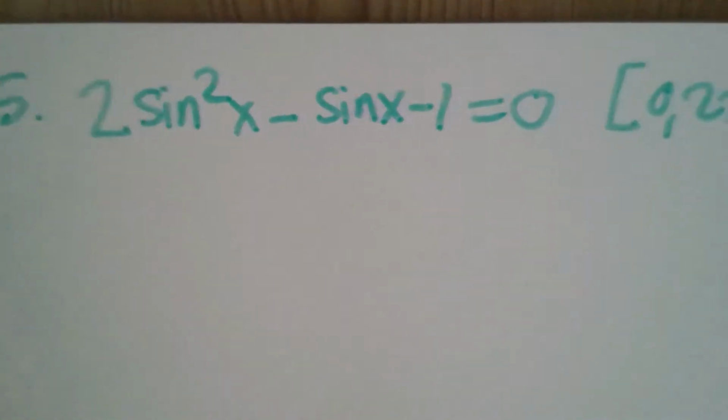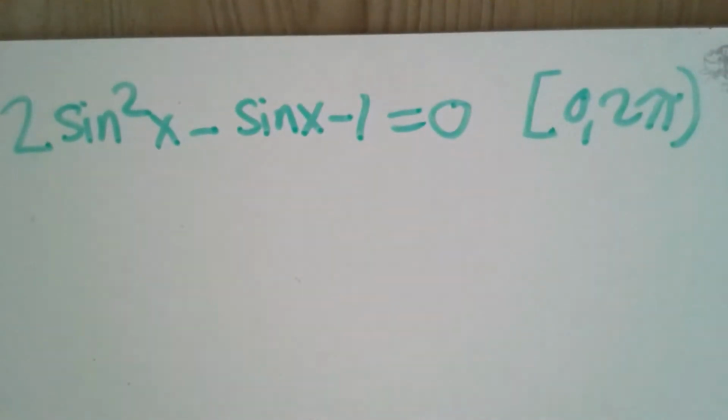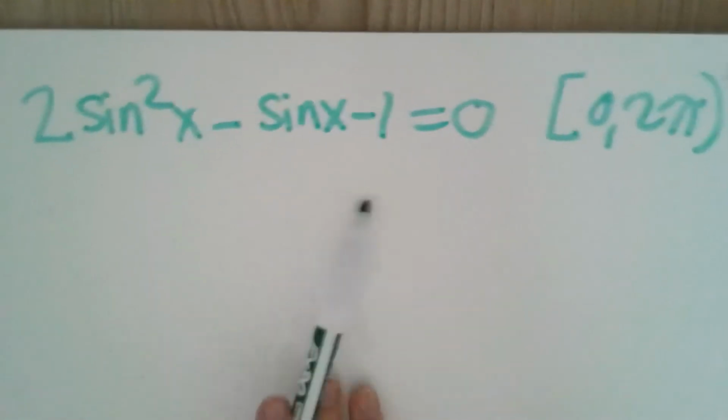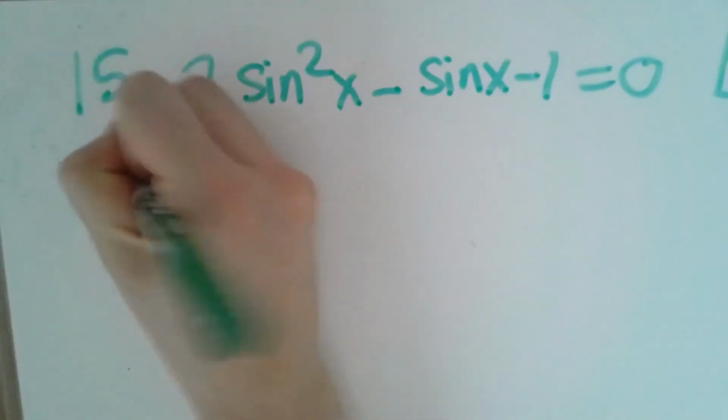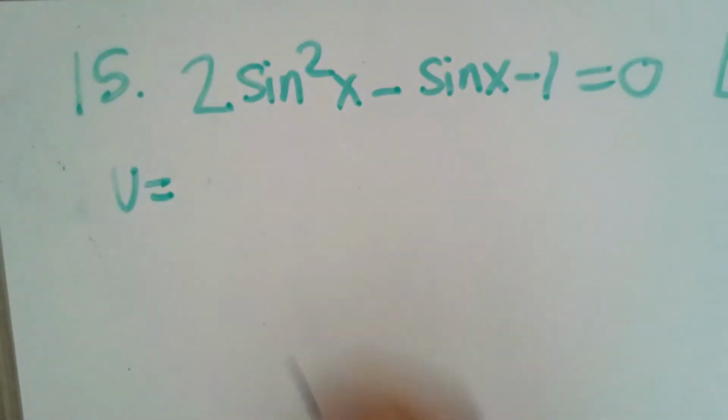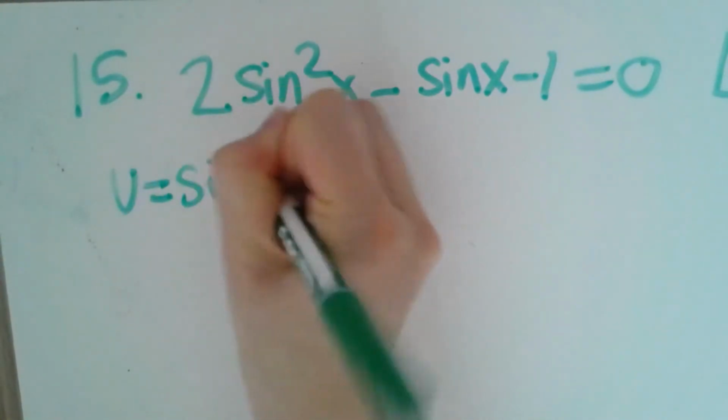Okay, so for number 15 we have this equation and we're finding all the solutions between 0 and 2 pi. So this one is a little trickier, but here we have a quadratic. So to make it a little easier, we'll use u substitution. So u equals sine of x.